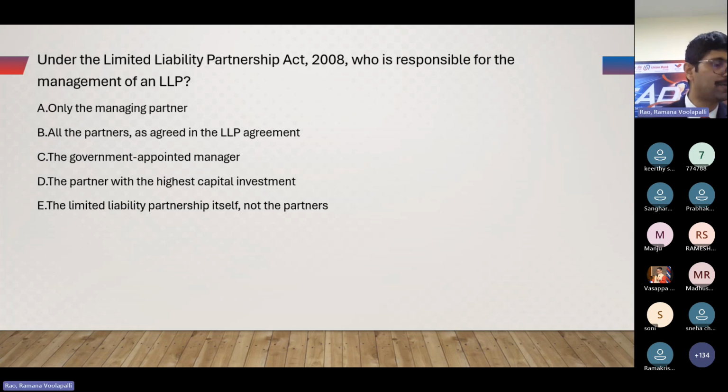LLP is similar to a company and similar to a partnership. It is a combination of both. We cannot call it a company, but it needs registration. Yeah, I'm getting the answers from Geeta, Madam, Sagartika, Ramesh, Aruna, Rakesh.